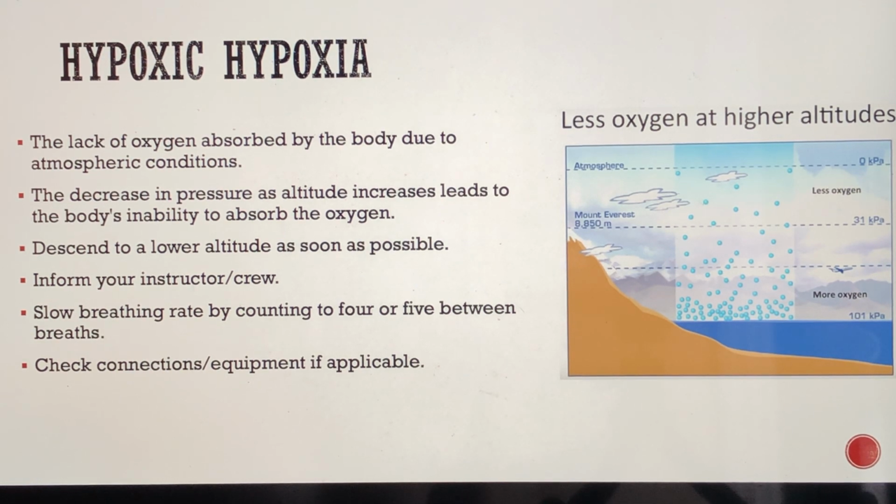In order to correct this, the best thing to do is, of course, descend to a lower altitude as soon as you can. Also, inform your instructor or your crew that you're with, and make sure to slow your breathing rate by counting to 4 or 5 seconds between breaths. And then if you have oxygen equipment, check those connections. Any equipment, if it's applicable. Of course, we don't have this in our Piper Archers, but it's something to keep in mind for when you move on to bigger aircraft.